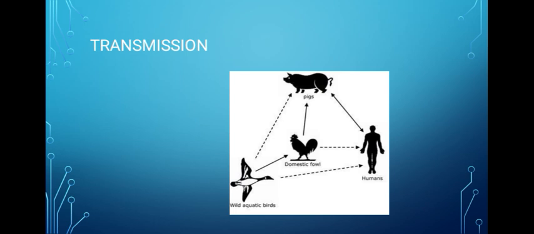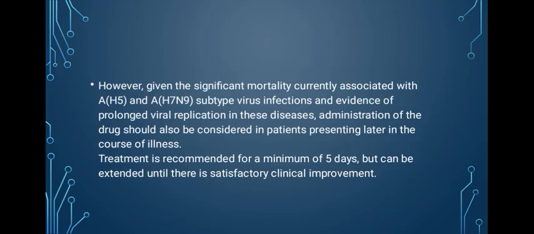Emergence of oseltamivir resistance has been reported. In suspected and confirmed cases, neuraminidase inhibitors should be prescribed as soon as possible, ideally within 48 hours following symptom onset to maximize therapeutic benefits. However, given the significant mortality currently associated with AH5 and H7N9 subtype virus infections and evidence of prolonged viral replication in these diseases, administration of the drug should also be considered in patients presenting later in the course of illness.